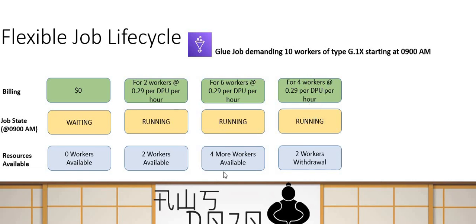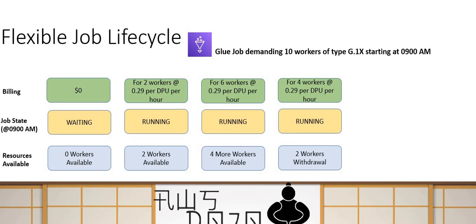So that's how, as more workers get allocated, it will get more workers and keep running. If workers are withdrawn, it will have fewer workers and keep running till it comes to the end. Okay. By the way, in any case, it can never demand more than 10 workers, because that's the maximum capacity it is configured for in this example.